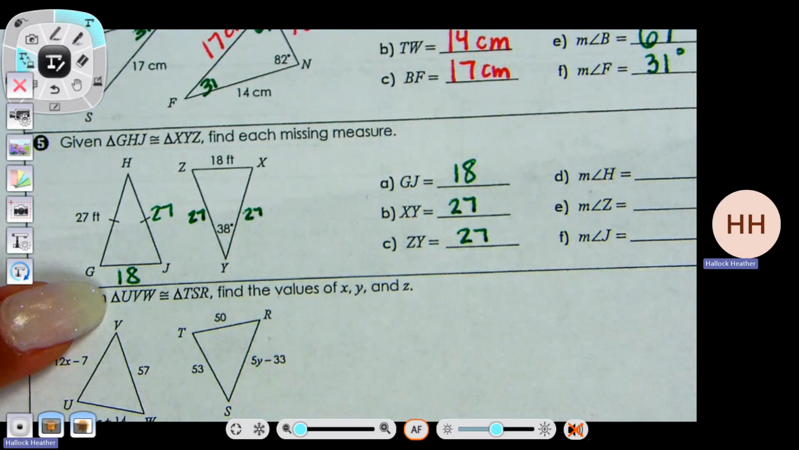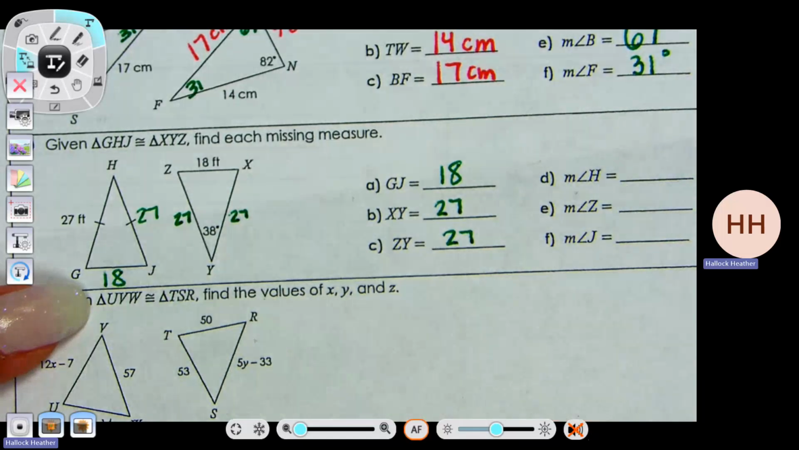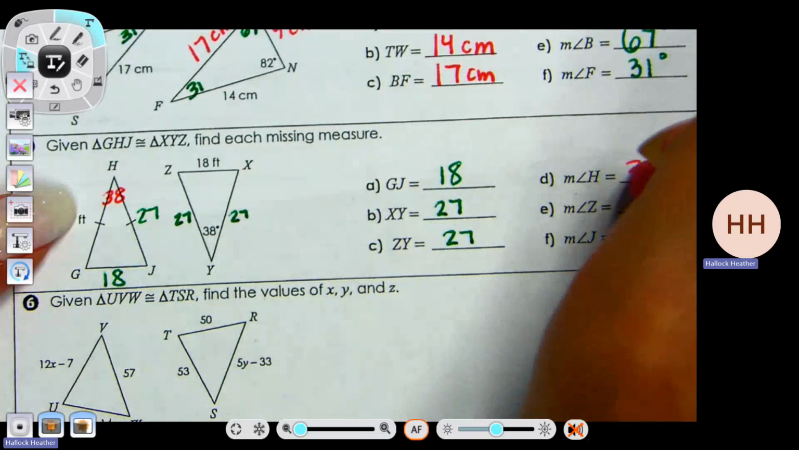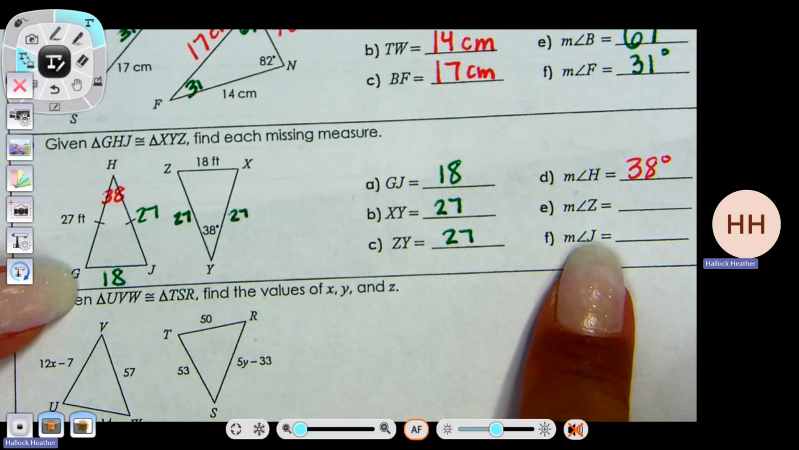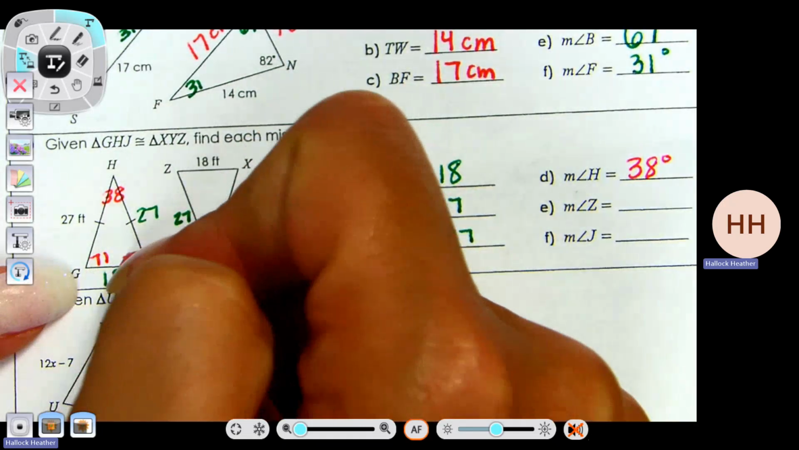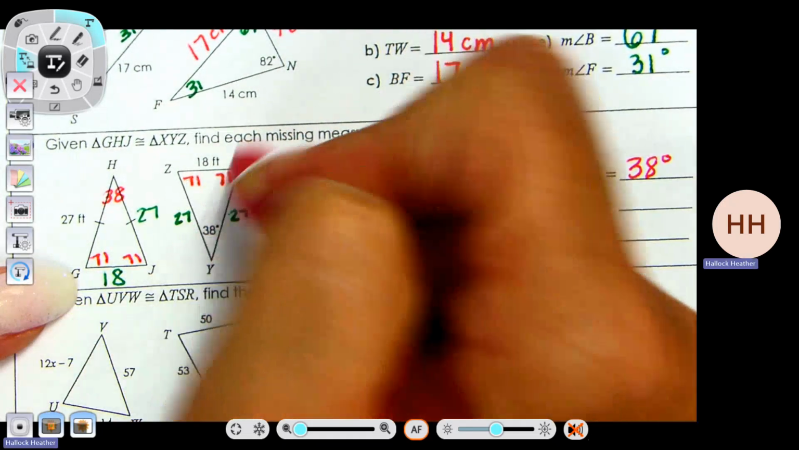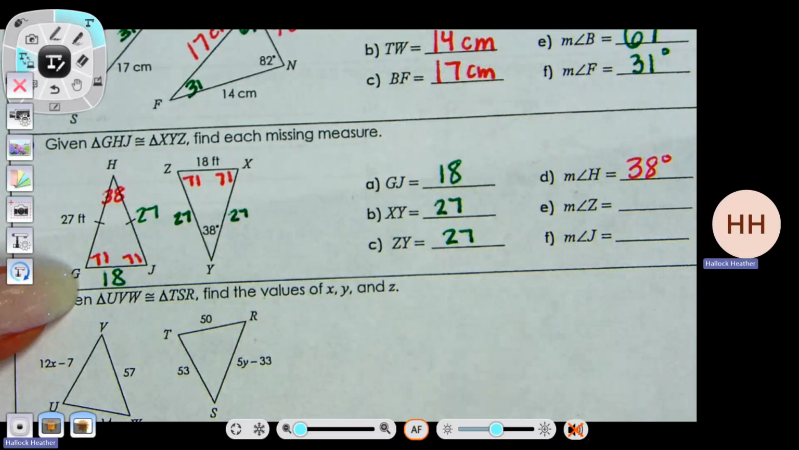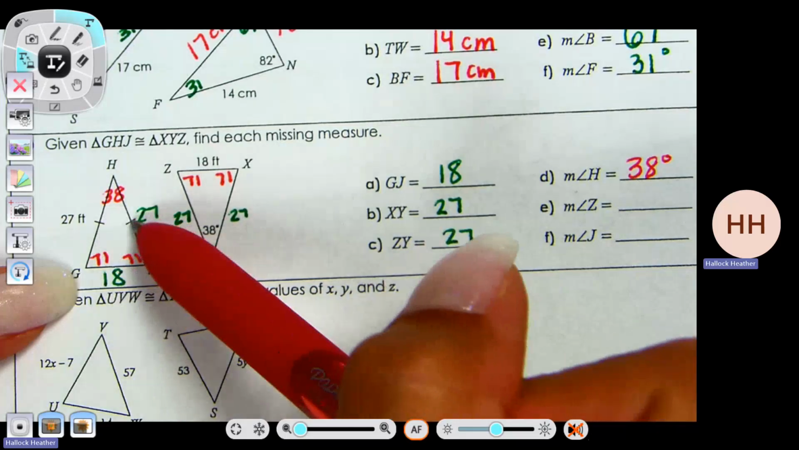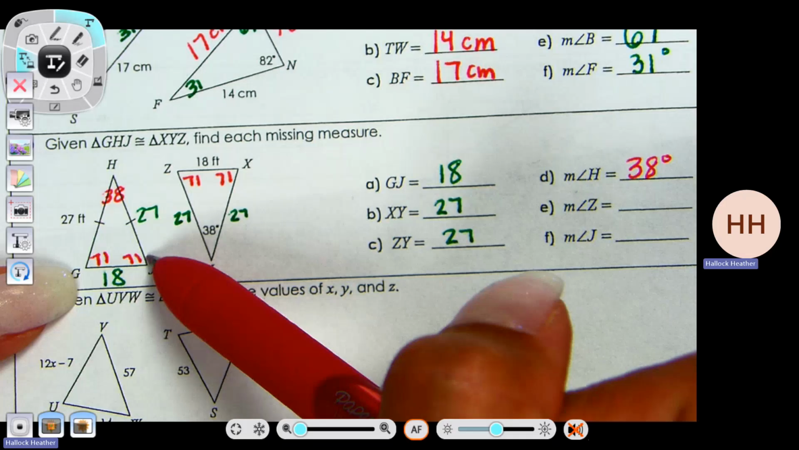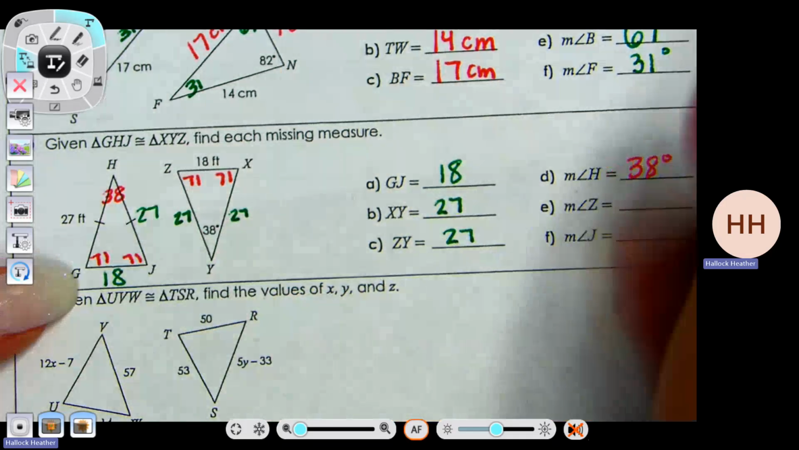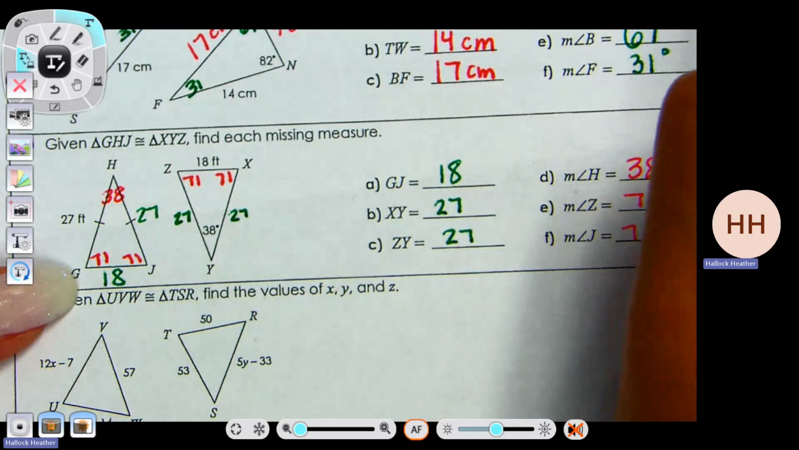Okay, now the angles on the inside. This was the hard part. How much was H? 38, because that matches with Y, so 38 can go here. Oh, look at me using Christmas colors. And then Z and J. How did you get 71? Perfect. Because the triangle adds to make 180 every single time, and isosceles triangles have congruent sides. They also have congruent base angles. So you can subtract from 180 and then divide by 2 to make 71 in both of those bottom corners.